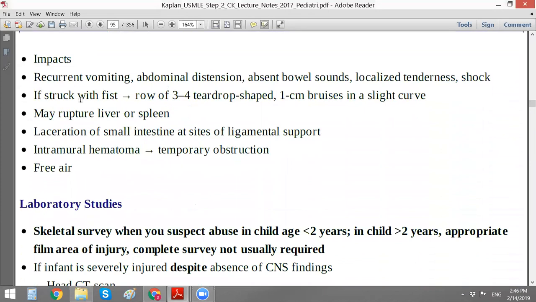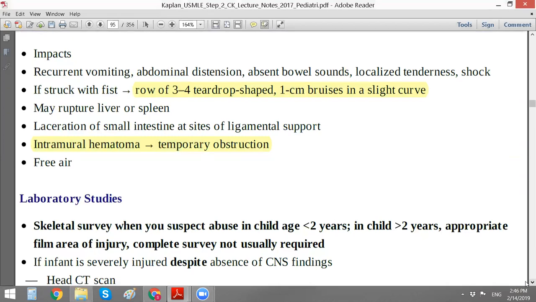Recurrent vomiting. If struck with a fist, then a row of 3 to 4 teardrop-shaped 1 centimeter bruises in a slight cuff. This is a fist. May rupture spleen, liver, laceration of small intestine at sites of ligamental support. Intramural hematoma and temporary obstruction. Free air. Okay.